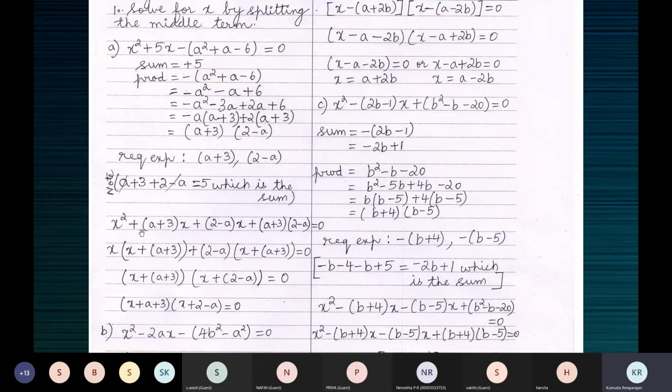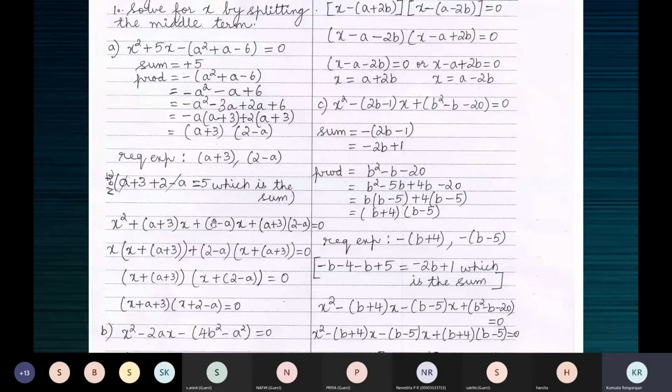And then, as we always do, group the first two terms and group the last two terms. So between the first two terms, what is common? Only x is common. Bring out x, and then x into x is x square. x into A plus 3 is A plus 3 of x. Okay. Now between the third and the fourth term, 2 minus A is common.